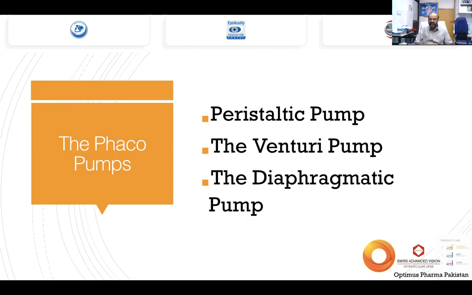Vacuum is a holding power. You hold this nuclear piece or nucleus itself with the help of a vacuum, and then you use your other hand by chopping or divide and conquer. Once the nucleus is divided into small pieces, you again hold that piece with vacuum, hammer it, and emulsify it with the help of ultrasonic power. So vacuum generation and control is a very important part of the Phaco machine. This is generally carried out by peristaltic pumps, venturi pumps, and diaphragmatic pumps.